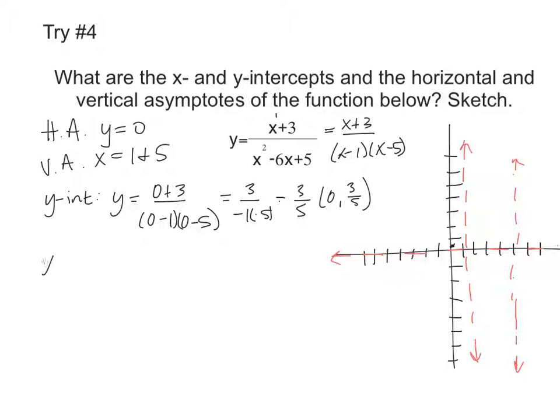All right, to find our x-intercepts, we're going to set y equal to 0, but really it's just the numerator. So 0 equals x plus 3, so x must equal -3. So that x-intercept would be -3, 0.